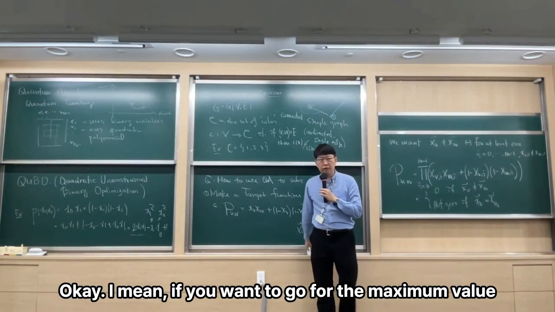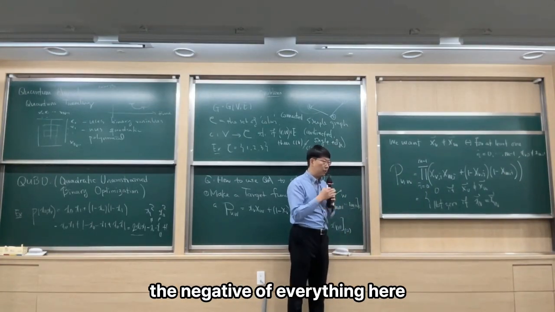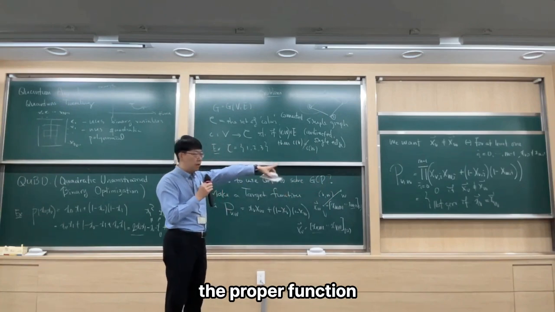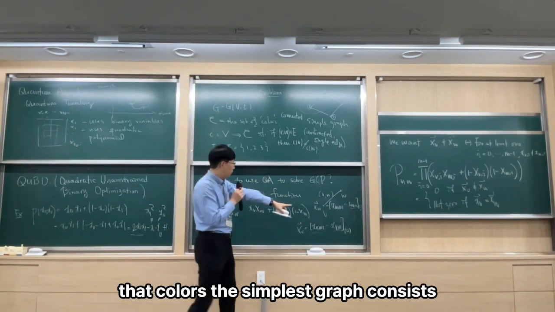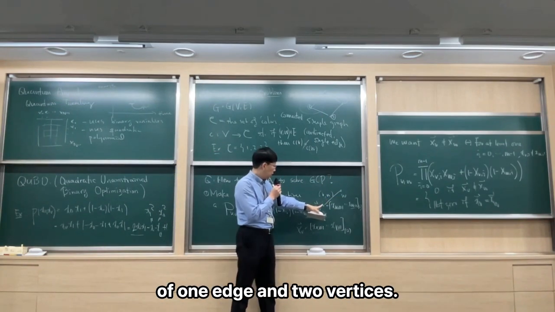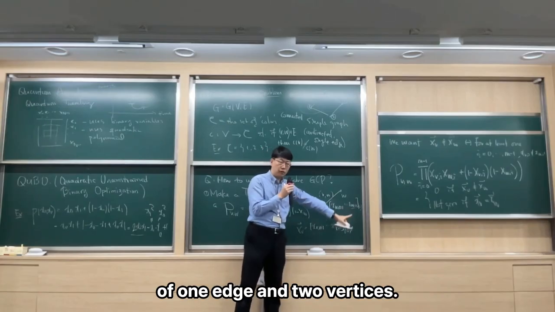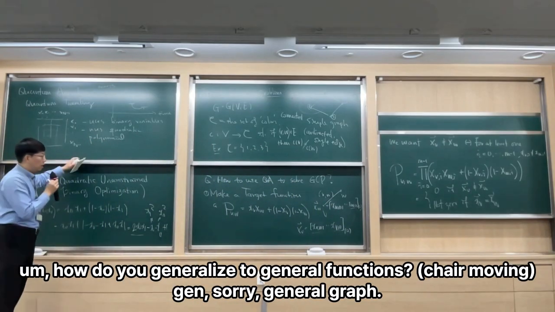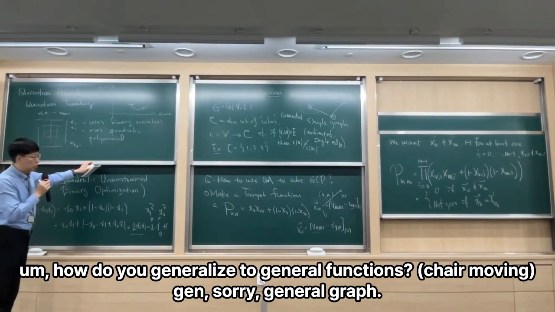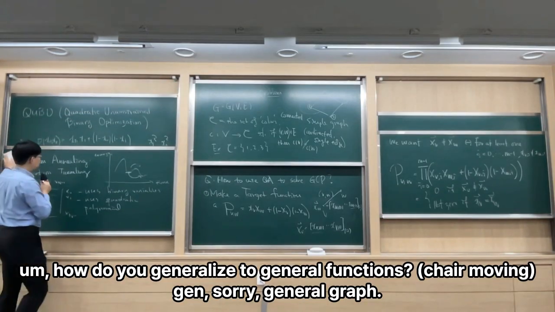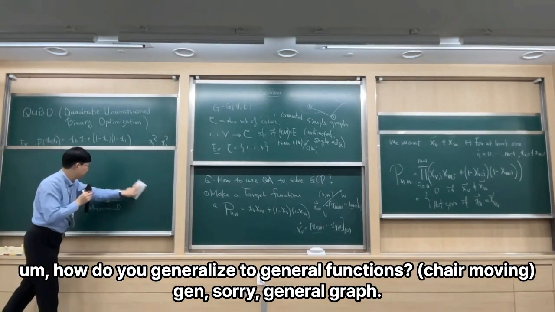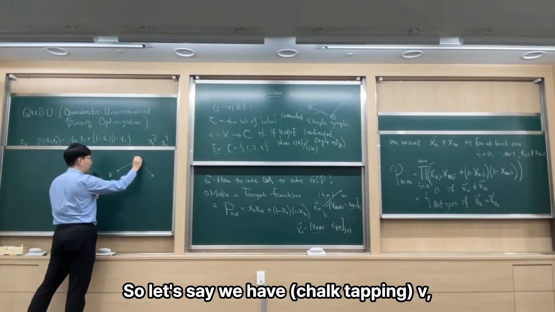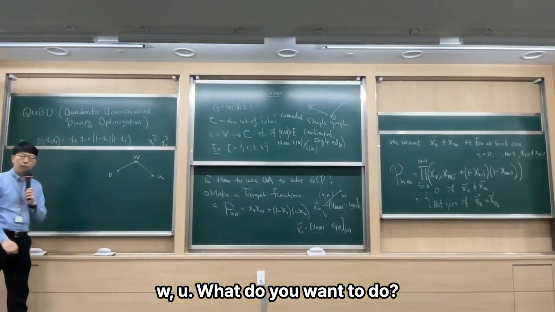I mean, if you want to go for the maximum value, you can just take the negative of everything here. But anyway, now we found the proper function that colors the simplest graph, which consists of one edge and two vertices. So how do you generalize to a general function, a general graph? Let's say we have V, W, U. What do you want to do?